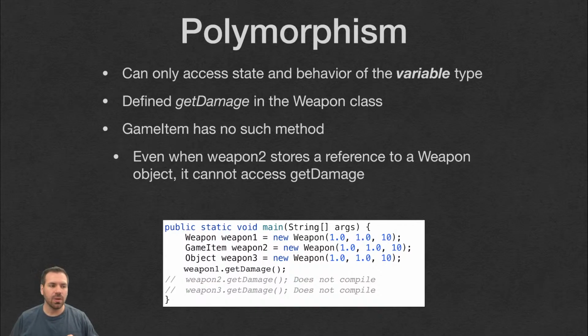Because inheritance only works one way. Weapon knows all about the GameItem class, but GameItem has no idea about the Weapon class. Nobody gave GameItem a heads up and said, hey, by the way, there's this class called Weapon that inherits all of your state and behavior. GameItem has no idea Weapon exists. So GameItem has no idea the getDamage method exists. So from weapon2, we cannot call getDamage because the variable type does not know anything about it.